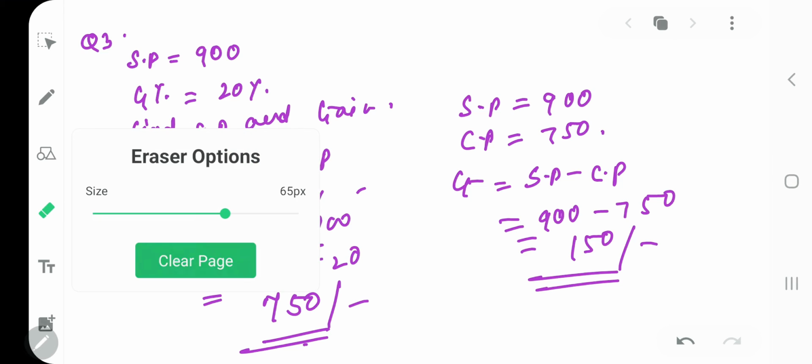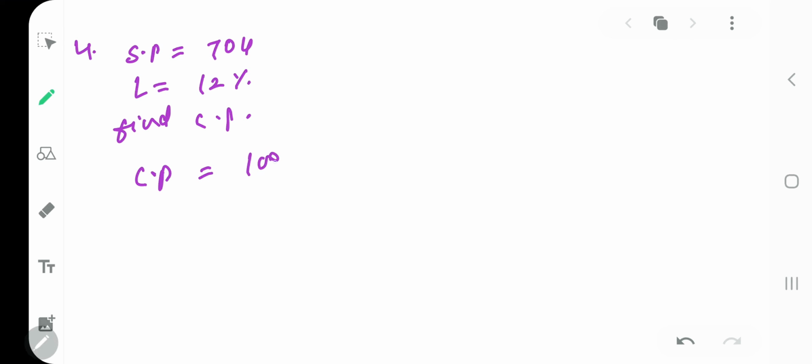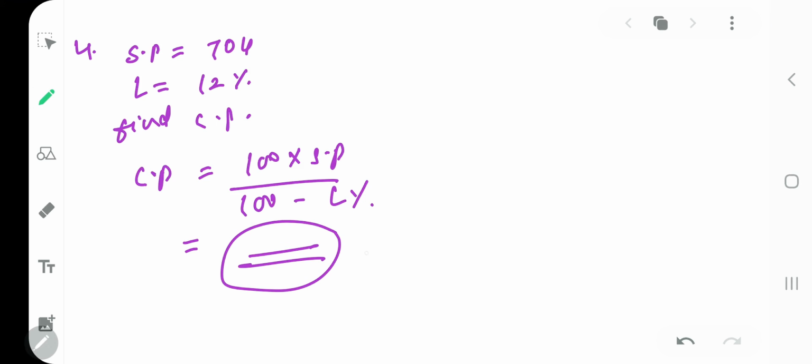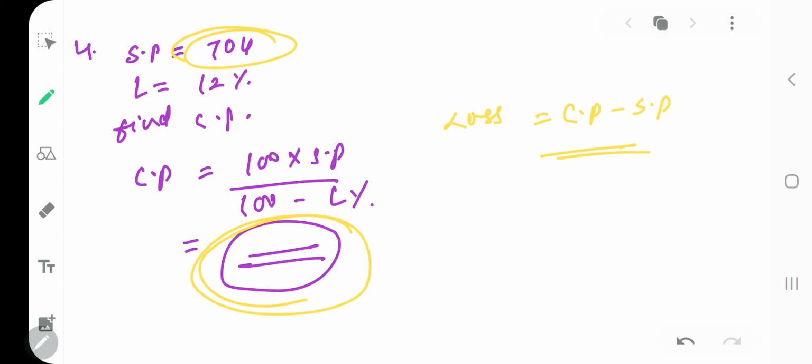Perfect? Yes. Problem number 4 says by selling an article for rupees 704, so selling price is given to you as 704 and loss percent is given to you as 12%. Find the cost price and loss. So find CP. We know the formula for CP is 100 into SP upon 100 minus loss percent. When you put all this stuff, you will get CP. Once you got the CP, my dear kids, what you have to do next is compare your CP with your SP and find the loss. What is loss? Loss is CP minus SP. Isn't it easy? Yes, it is.